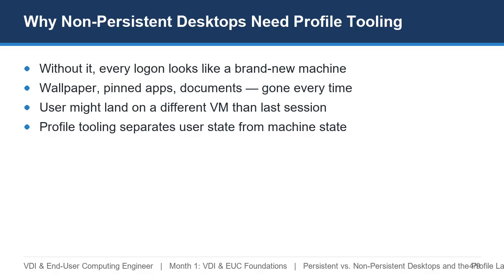Here's the sharp edge. Deploy a pooled desktop with no profile solution, and every single logon looks like a brand new machine to the user. Wallpaper, pinned taskbar apps, saved documents, all gone, because they might land on a completely different physical host than last time, and that host was just reset to golden image defaults anyway. Profile management solves this by separating user-specific state from machine state and reattaching it at logon regardless of which host the user lands on. This is not optional for pooled desktops, it's the feature that makes them usable at all.